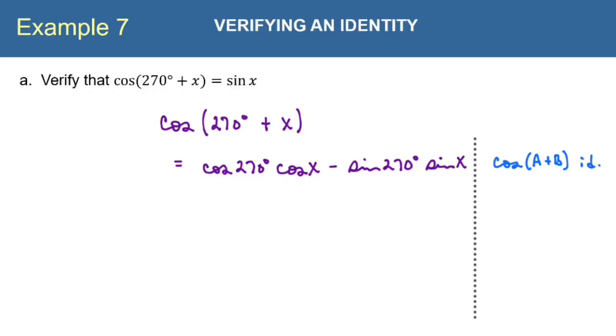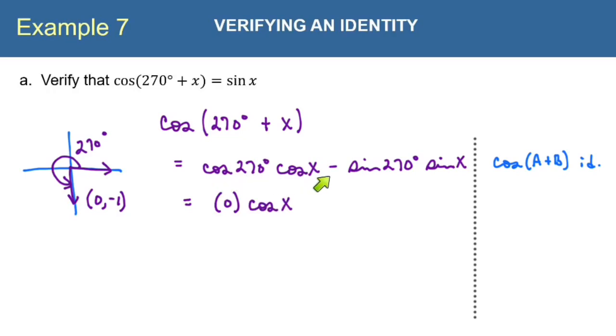Now what can we do next? The only thing we can do now is substitute the known values for sine and cosine of 270 degrees. So let's remember that a 270 degree angle would have its terminal side pointing down. So it's going to go through the point (0, -1). And that means the cosine of 270 is going to be 0. So we have 0 times the cosine of x minus sine of 270 degrees, which would be -1, times sine of x. Okay, and over here on the right, I'll just say that I substituted my known values.